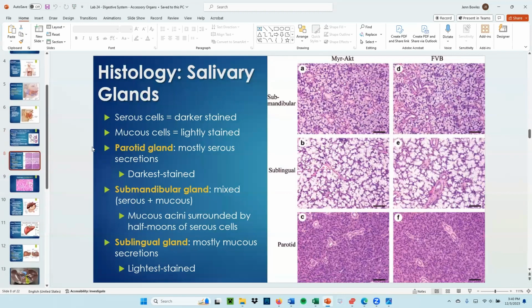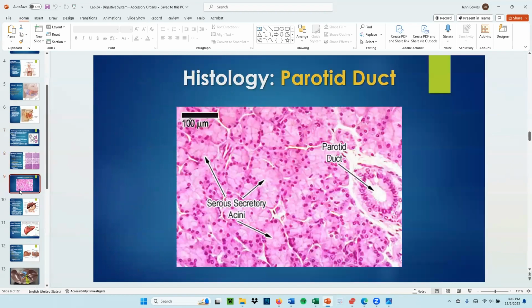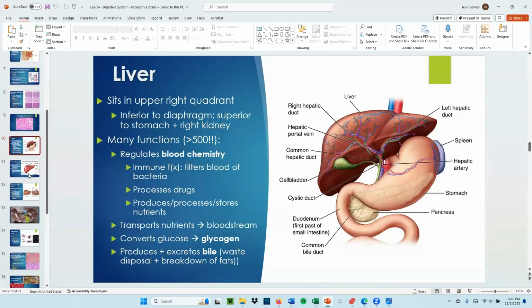And I do like to clue people in. So if you know which glands have which types of cells, that is going to help you answer the question. So make sure you know serous versus mucus and which are found in which. Big hint there. All right.